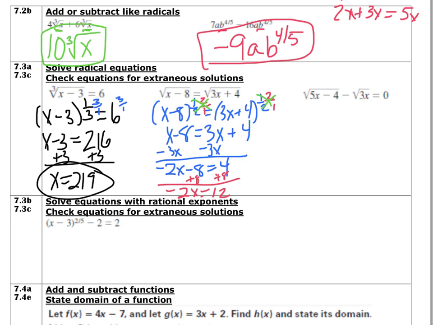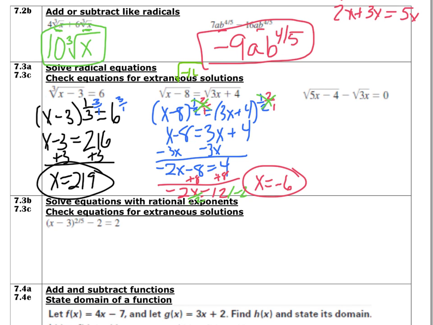Wrap this up by dividing both sides by the negative 2. When you divide by a negative 2, be careful, you're going to get negative 6 as your answer. Let's make sure it's not extraneous. If I put negative 6 into here, what I would get is negative 6 minus 8 is negative 14. So I'm going to write that up here.